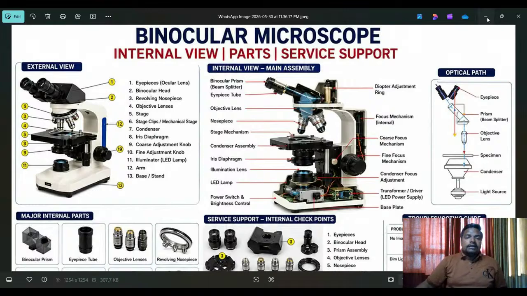First of all, see this image. These are the binocular microscope internal view parts of service support. As a biomedical engineer, service knowledge is very, very important for everyone. If you improve your technical and service skills, then you can perform everything in your work.